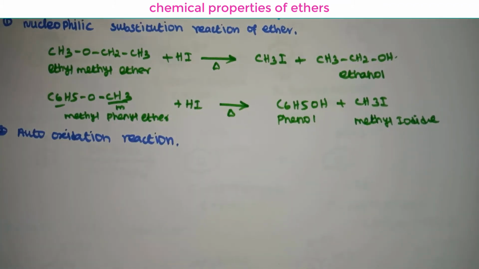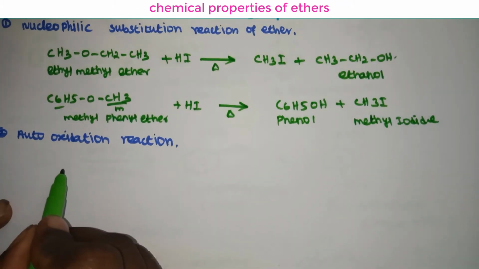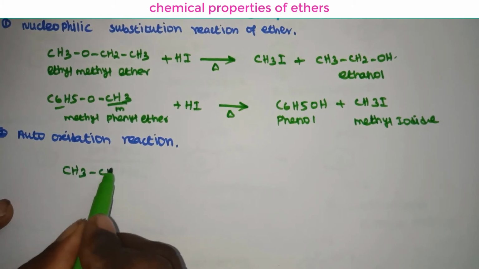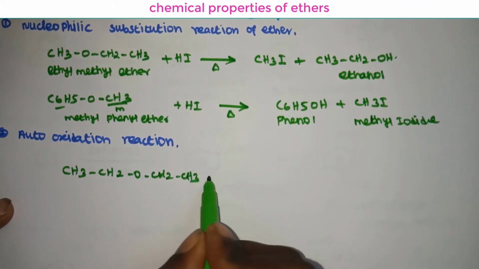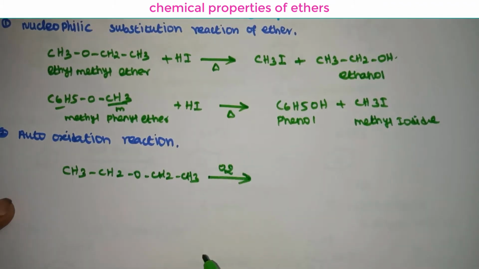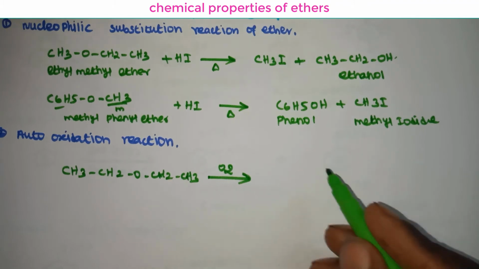Next one is the auto oxidation reaction. When ethers are stored in the presence of atmospheric oxygen, they undergo oxidation to form hydroperoxides and dialkyl peroxides. These are explosive in nature. Such spontaneous oxidation of ether by atmospheric oxygen is called auto oxidation reaction. Example: CH3CH2OCH2CH3, this is diethyl ether. This diethyl ether is stored in the presence of oxygen to form hydroperoxide and dialkyl peroxide. These are explosive in nature.